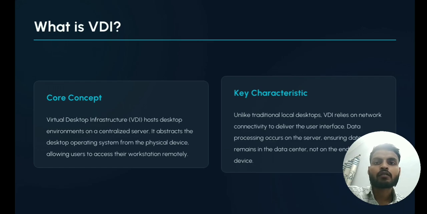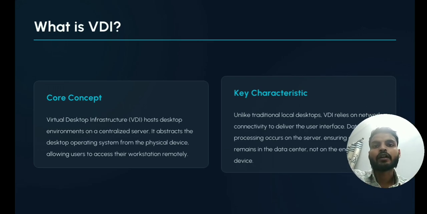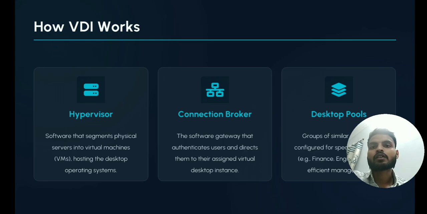Key characteristics of VDI. Unlike traditional local desktops, VDI relies on network connectivity to deliver the user interface. Data processing occurs on the server, ensuring data remains in the data center, not on the endpoint device. The next slide is how VDI works.